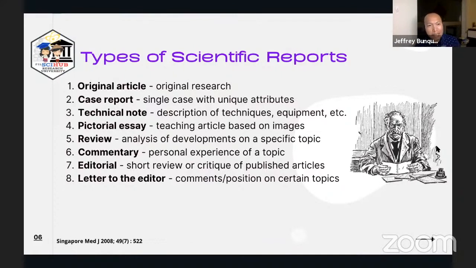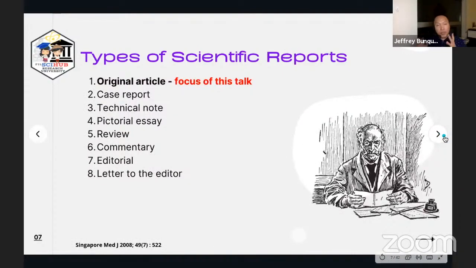And then lastly, letter to the editor po is about comments naman and positions on certain topics. So this may not necessarily be about a specific research. This could actually be like hot topics or burning questions which our scientists are sometimes being asked to provide their feedback or position, or to express their positions.